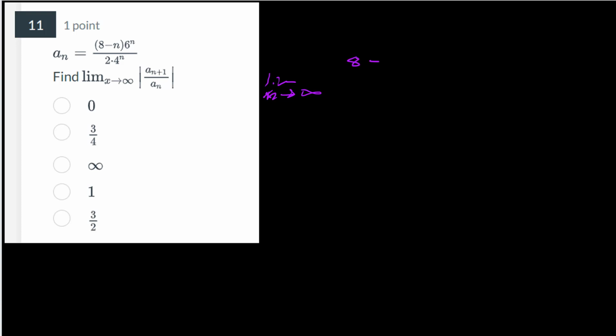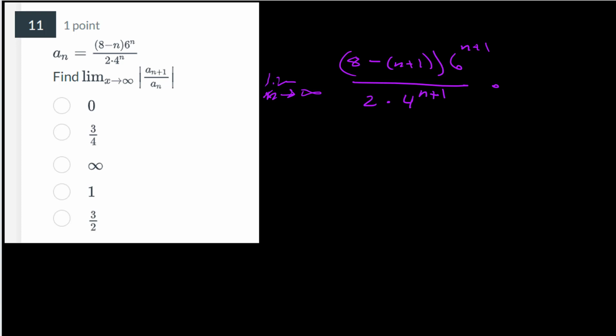Now we've got to put in n plus 1 wherever we see an n. So I'm going to put that in the top here. Then I'm going to put 6 to the n plus 1, and we're going to put 2 times 4, where the 4 is being raised to the n plus 1. So everywhere that I see an n, I'm going to put in n plus 1. So this is the next term, the n plus 1 term.